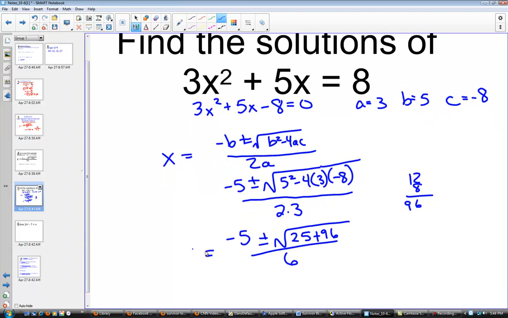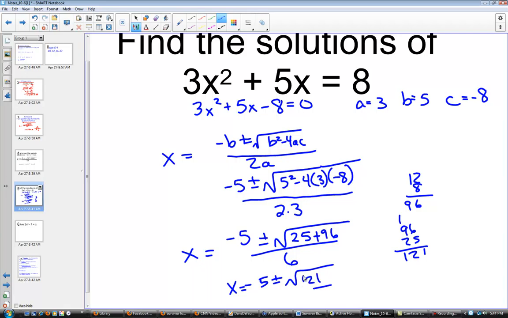Alright, so this equals x. And we're going to get two roots because we have negative 5 plus this divided by 6, and negative 5 minus this divided by 6. Let's see what this is. Negative 5 plus or minus... what is 25 plus 96?